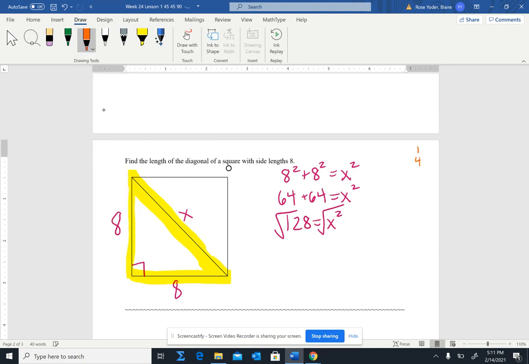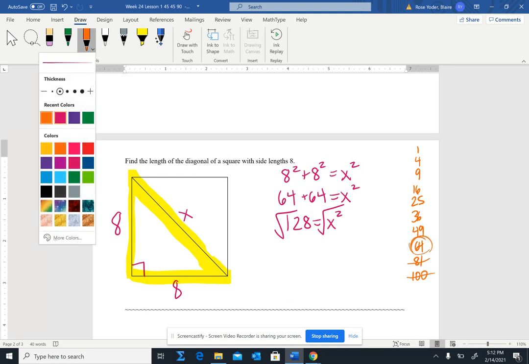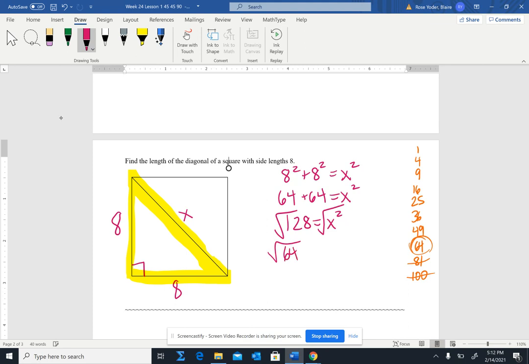So hopefully you still have your list of perfect squares handy so that you don't have to keep remaking this list every time. And we're going to look for the biggest perfect square that goes evenly into 128. So 128 divided by 100, nope, decimal. 128 divided by 81, nope, decimal. 128 divided by 64, ding, ding, ding, that's the winner. 64 times 2 is 128.